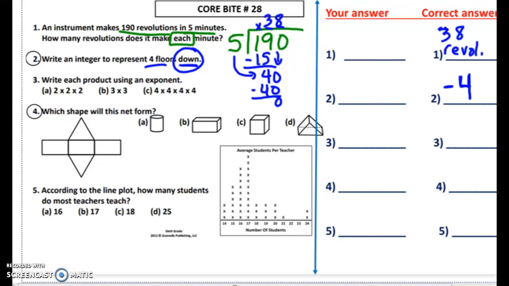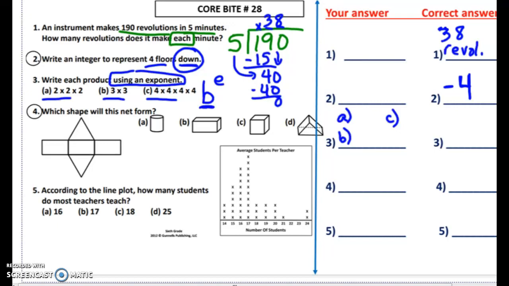For number 3, you're actually going to have 3 different answers. You're going to have an answer for A, an answer for B, and an answer for C. Make sure you know that because it says write each of these using bases and exponents. Hopefully you remember that the base is the large number. I'm going to put B for base, and the small number that goes in the upper right hand corner is the exponent.